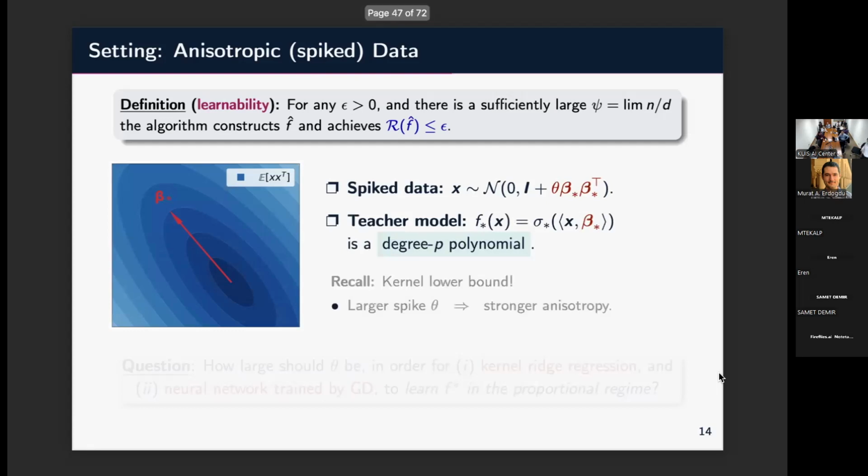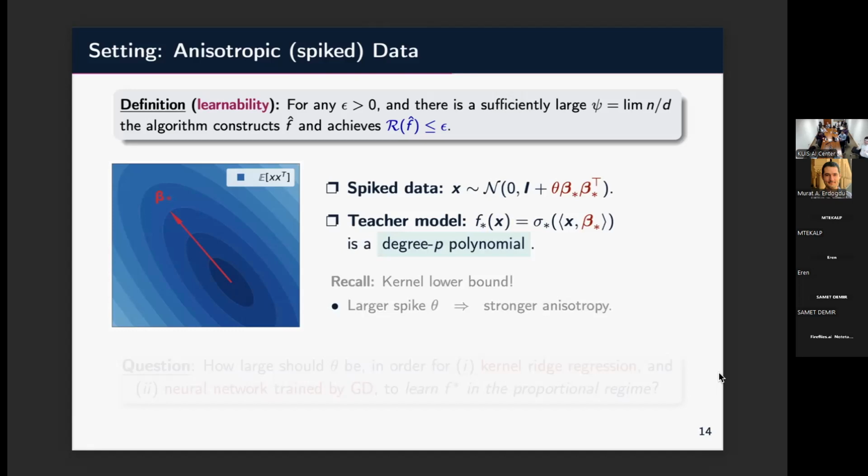Now remember the kernel lower bound. What I showed you under isotropic input, under identity covariance, was that kernel methods can only learn linear functions. So if I want to learn a degree P polynomial, P has to be 1 if I have theta equals 0. If the input has identity covariance, P has to be 1 for kernel methods.